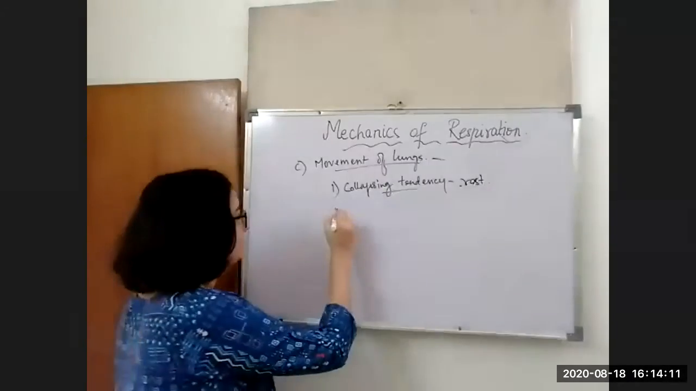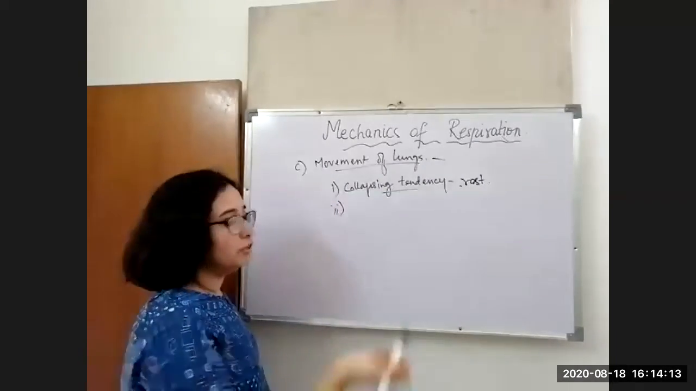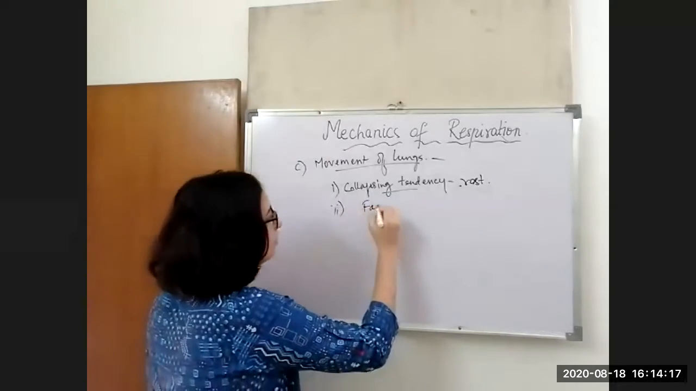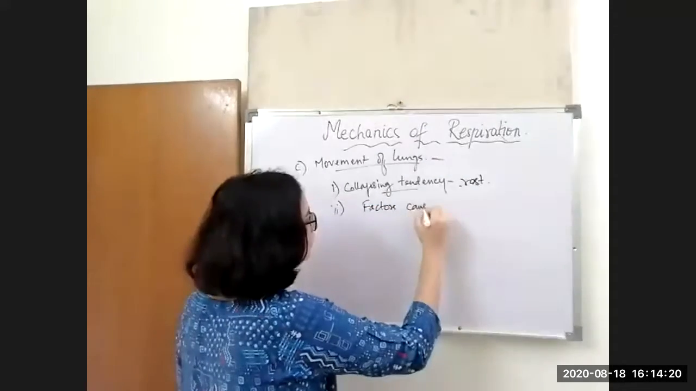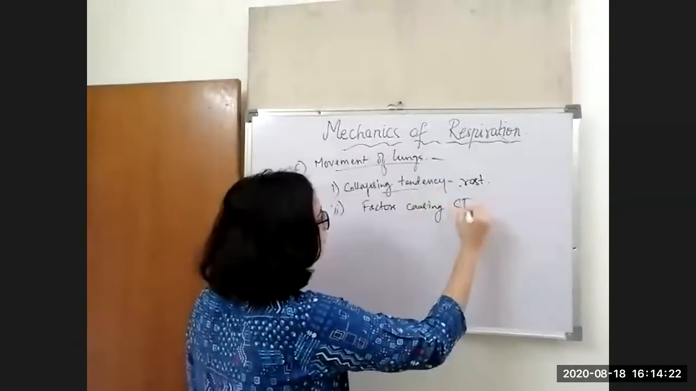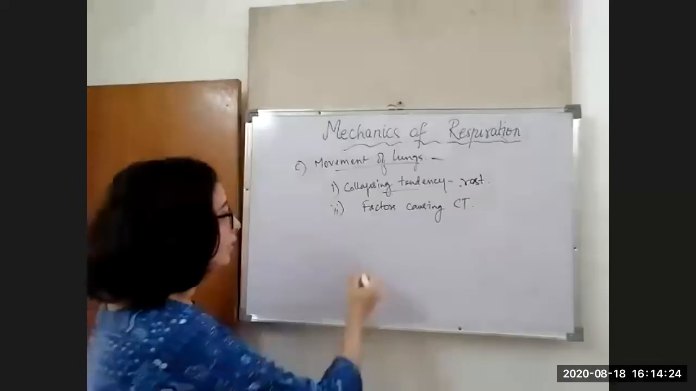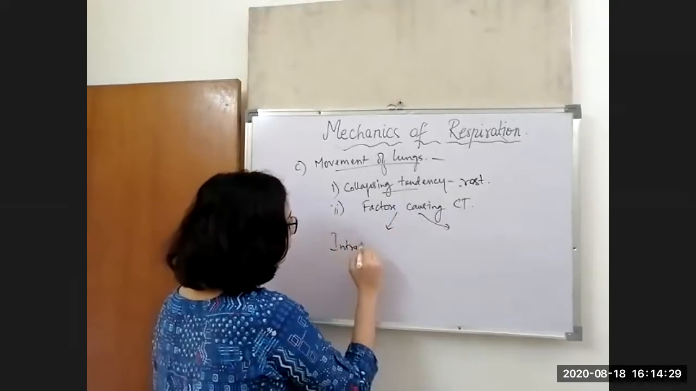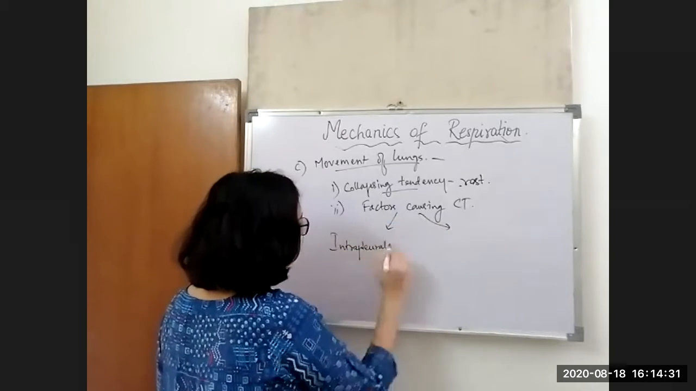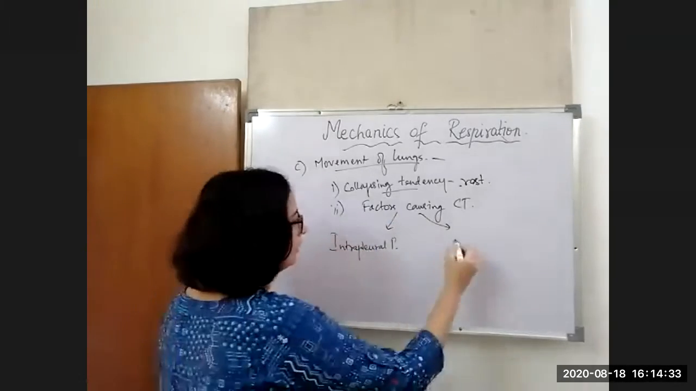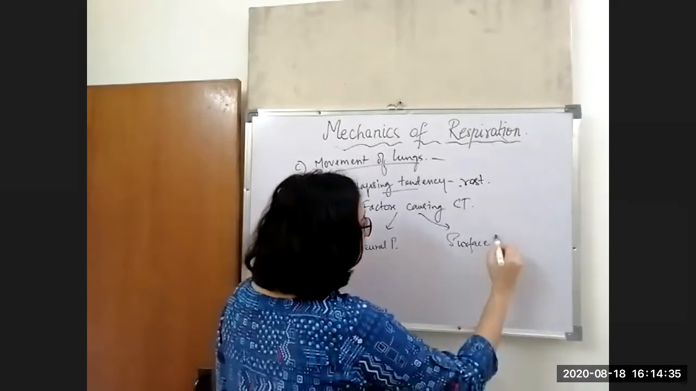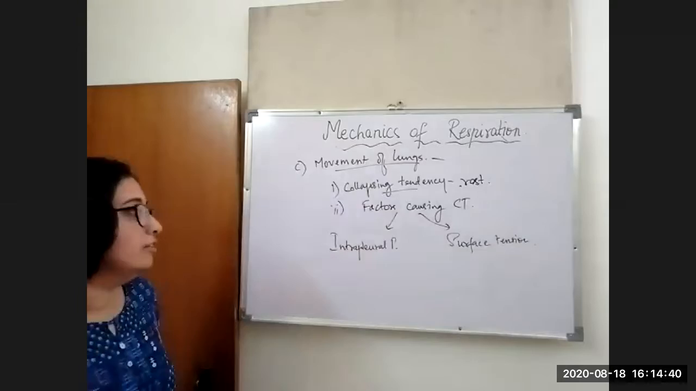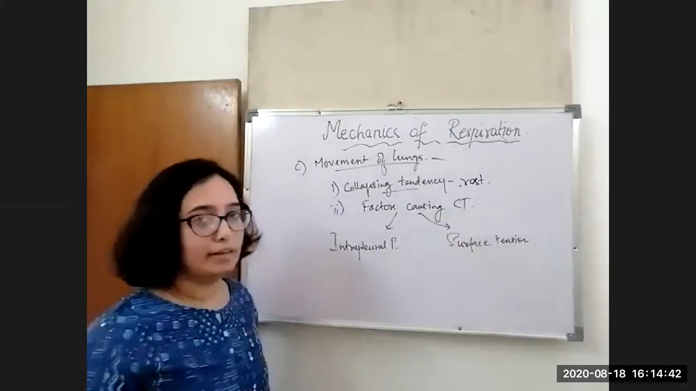Now, second, what are the factors which cause this collapsing tendency? Mainly there are two factors. First is intrapleural pressure. Second is surface tension. So these two factors lead to the collapsing tendency of the lungs.